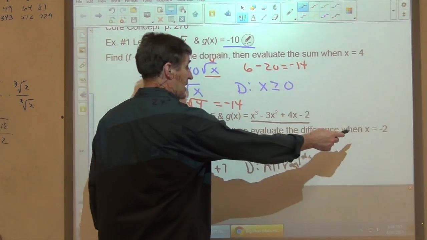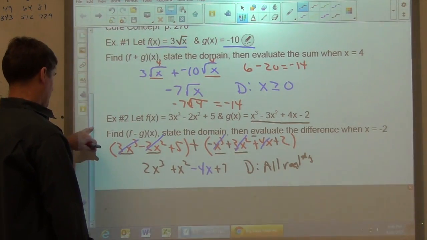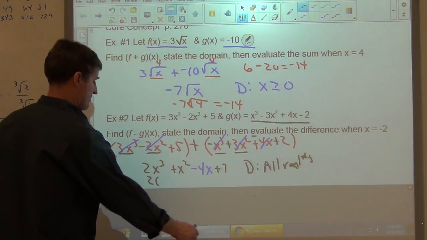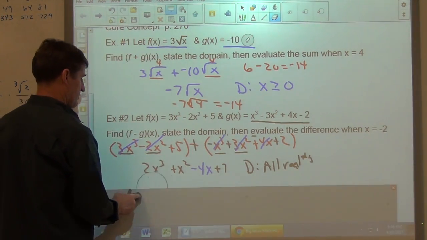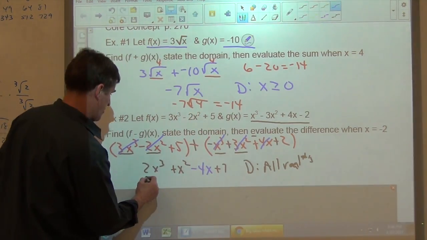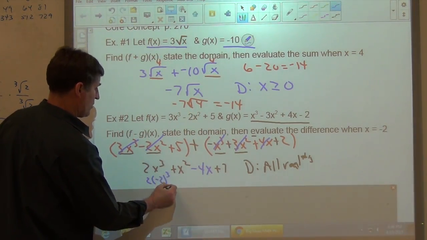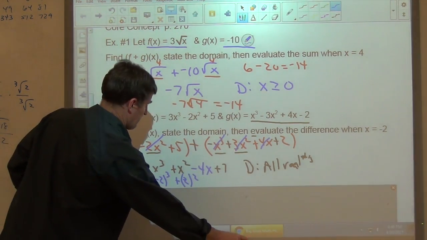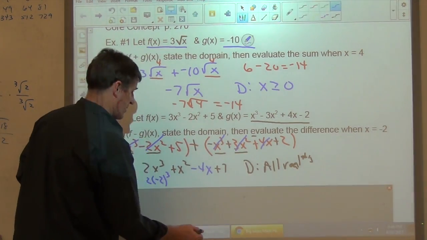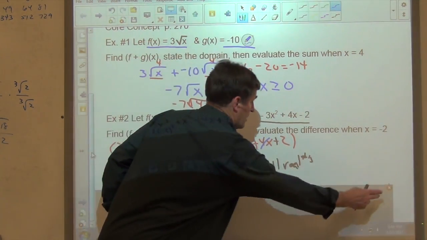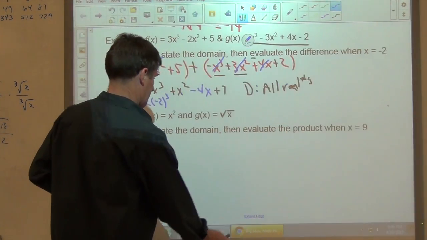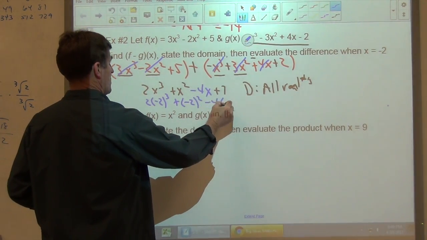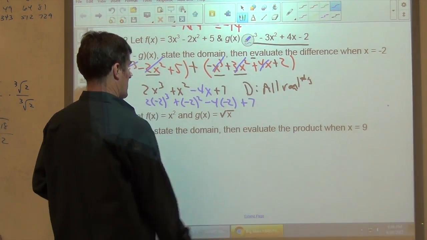And then they ask us to put in -2. So again, I'm just going to plug it in here. So we're going to go, let's change color. Let's go -2 cubed plus -2 squared minus 4 times -2 plus 7.